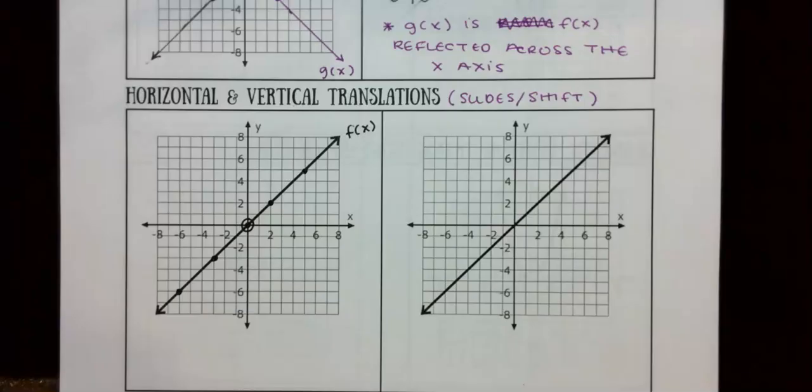Okay? So for this one, I'm going to ask you to shift the parent function 2 units to the left. So how do we create a new line that is shifted to the left? Well, you're going to take the points that we just pointed out, that we just set, and we're just going to count 2 units to the left.